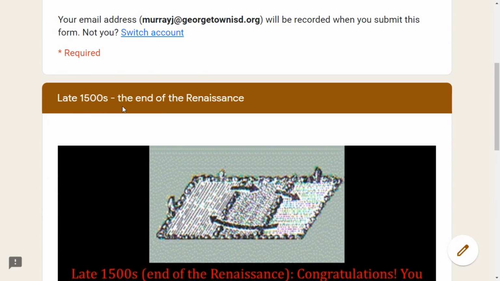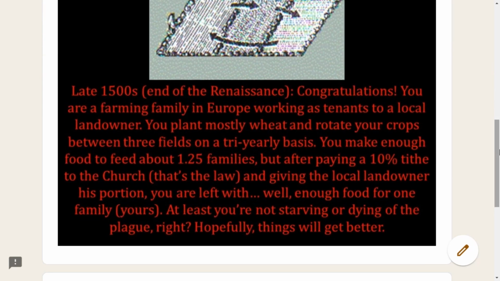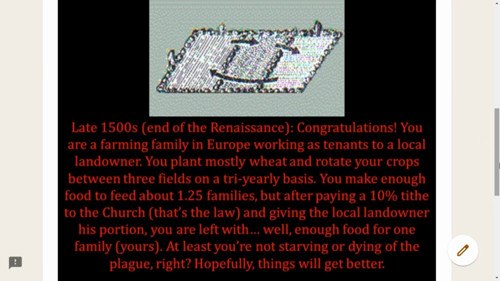Late 1500s, the end of the Renaissance. Congratulations! You are a farming family in Europe working as tenants to a local landowner. You plant mostly wheat and rotate your crops between 3 fields on a tri-yearly basis. This means we basically leave one of the fields empty. That's called letting it lie fallow. They didn't really understand why this worked, but if you left a field empty and just kind of let it sit there, you would grow more food with just 2 fields growing than if you used all 3 fields all the time.